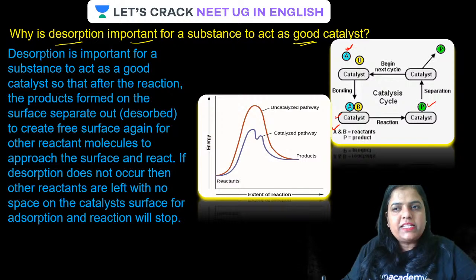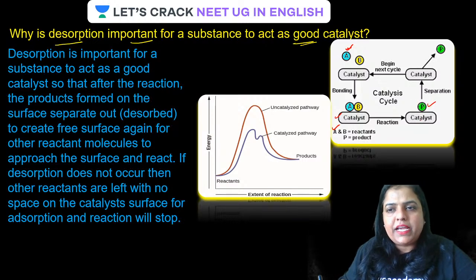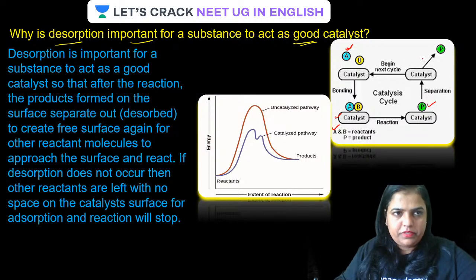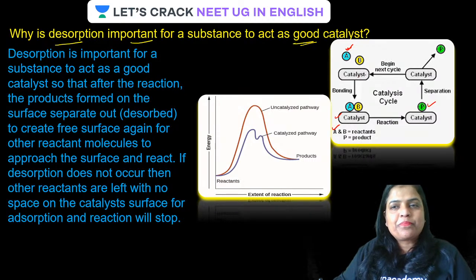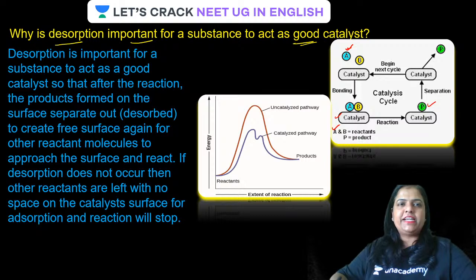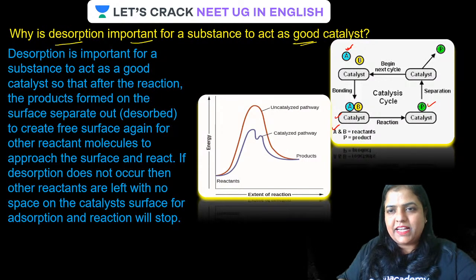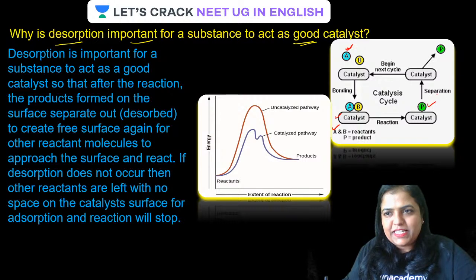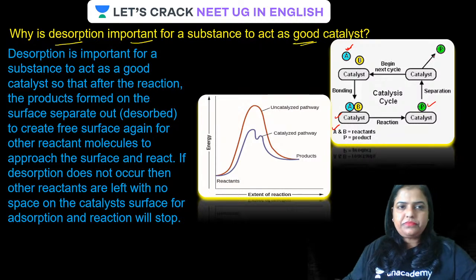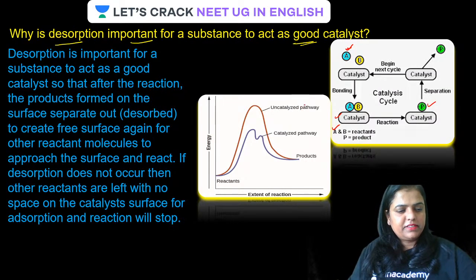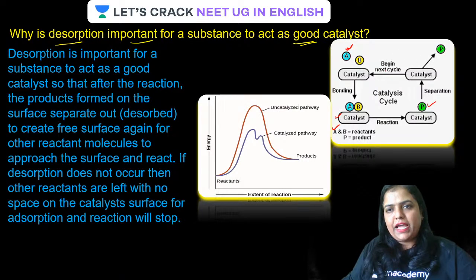Now guys, for other reactants to get adsorbed on the surface of the catalyst, this product P has to get desorbed. Is that clear? This product P has to get desorbed. Then only the new reactants A and B will be able to adsorb on its surface. Only then the product will leave the surface, so that new A and B can come on its surface and the new reaction can take place.